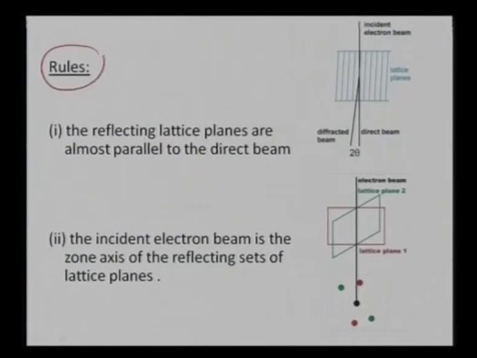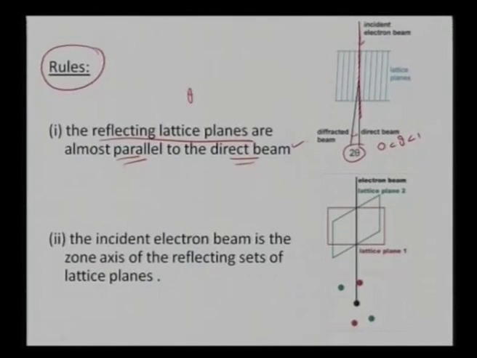So, there are certain rules. I have my incident electron beam. It interacts with the lattice planes, and it gives me a diffracted beam at an angle of 2 theta. And since my theta values are very, very low, the reflecting planes are almost parallel to the direct beam. So, that is what we can see: my beam which is getting diffracted is tilted only by very fine angles of 0 to 1 degree. So, they are almost parallel to the direct beam.